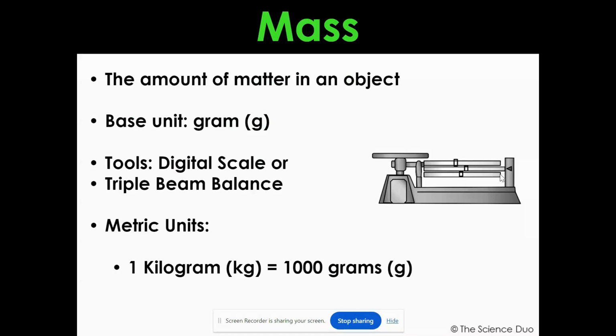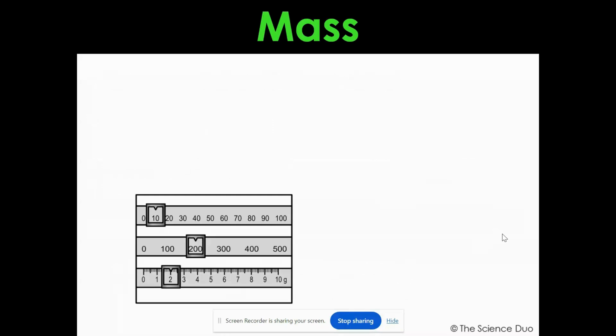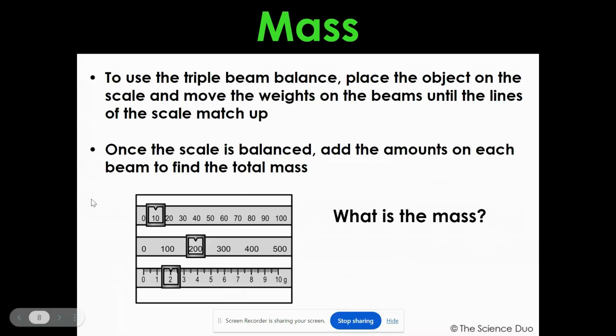Mass is the amount of matter in an object. We use scales to find the mass of objects. When using really big objects, we can use units such as kilogram, which is 1,000 grams. When using smaller numbers, we could use milligrams, where 1,000 milligrams is the same thing as 1 gram. This is using a triple beam balance, which you will not be required to know for your test.